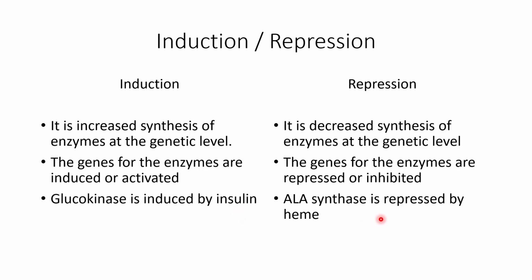Similarly, ALA synthase enzyme is repressed by heme. Heme is a component of hemoglobin. So increased heme formation will repress the genes which produce the enzyme ALA synthase. So this is an example of induction and repression. What you need to know is induction and repression act at genetic levels. Induction is increased activity of genes leading to increased production of enzymes. Repression is decreased activity of genes leading to decreased production of enzymes.